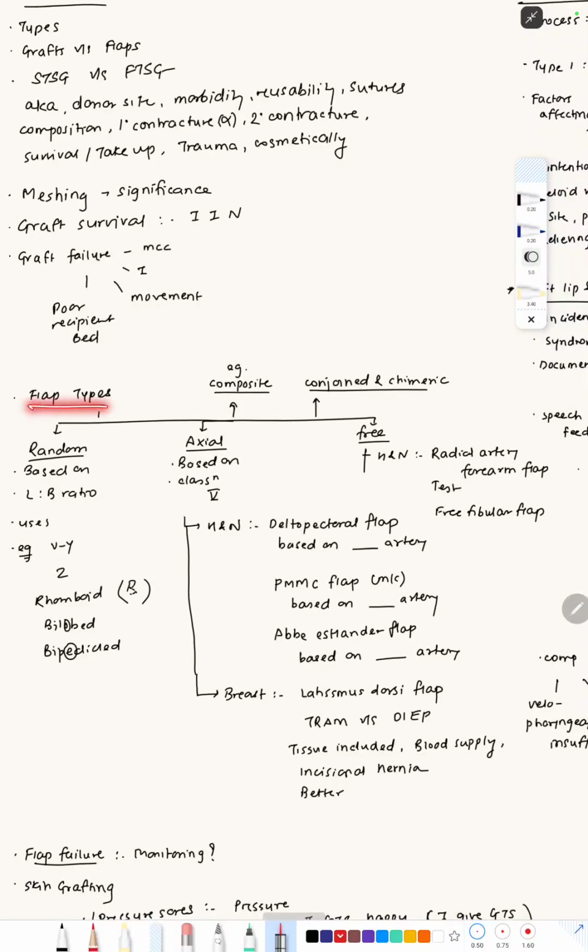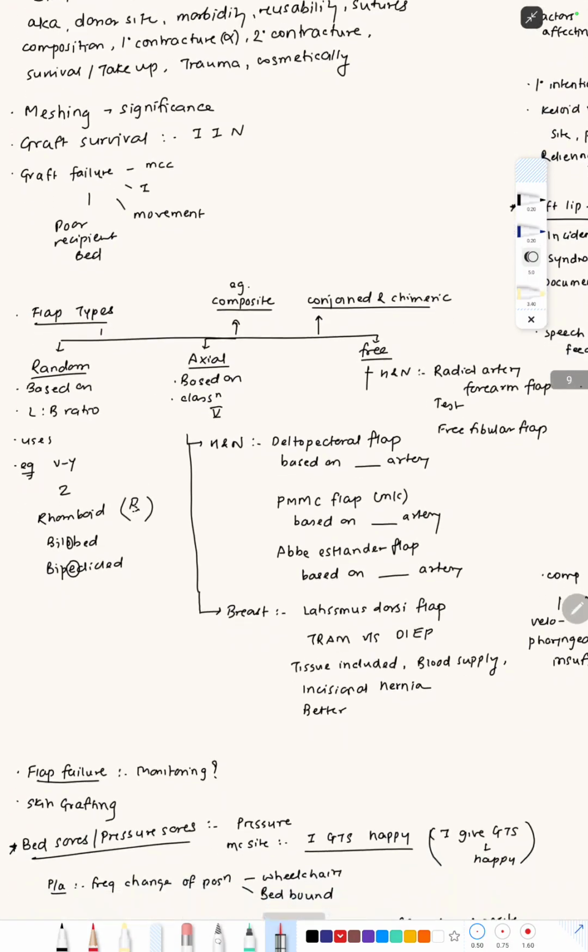The flap types. So a flap is the one having an independent blood supply. The types of flap: the first is a random flap. Random flap is based on the dermal vessels or the dermal plexus. The length to breadth ratio ideally should be 3:1. If more length is taken, then that will lead to necrosis of the flap. Uses of this: they are generally used in case of post-burn contractures or in cleft palate repair.